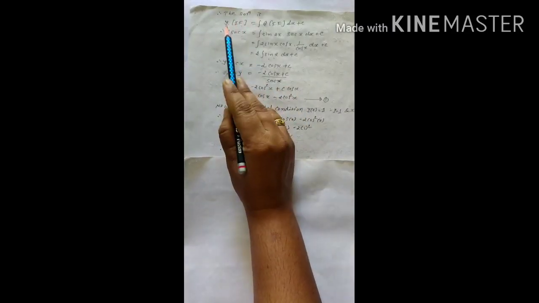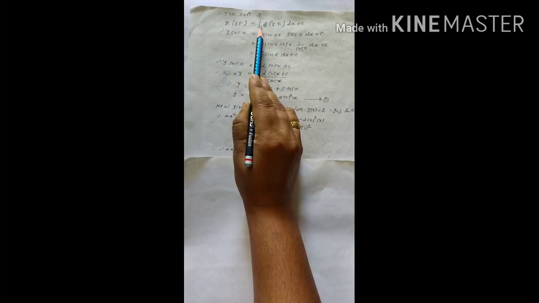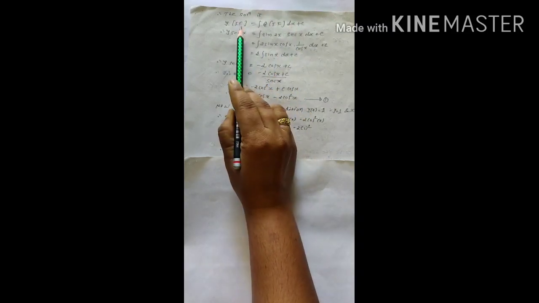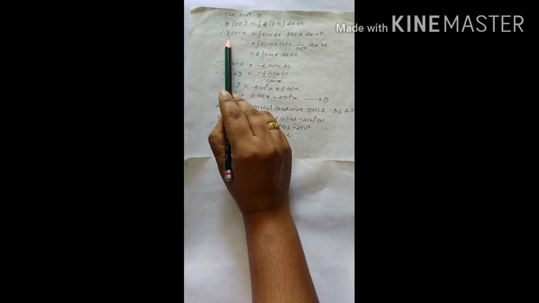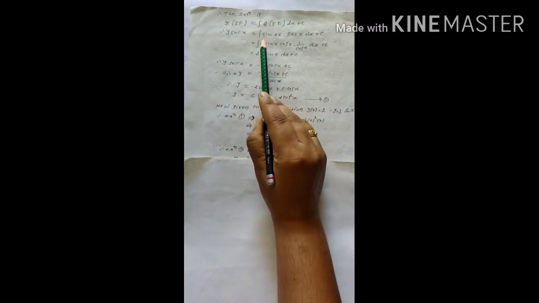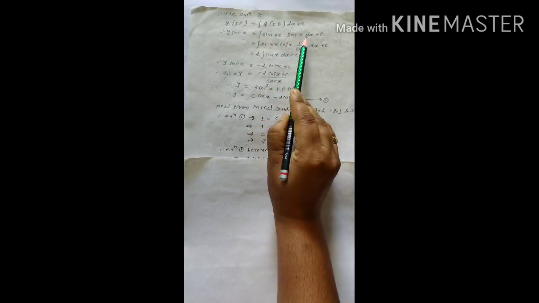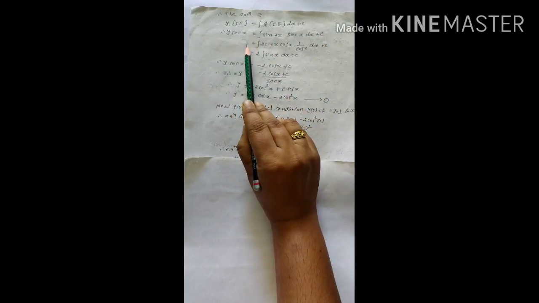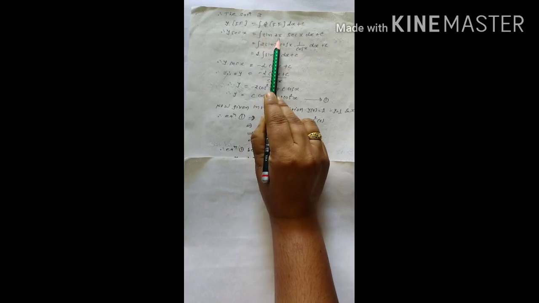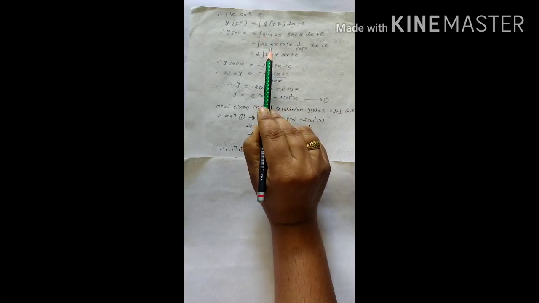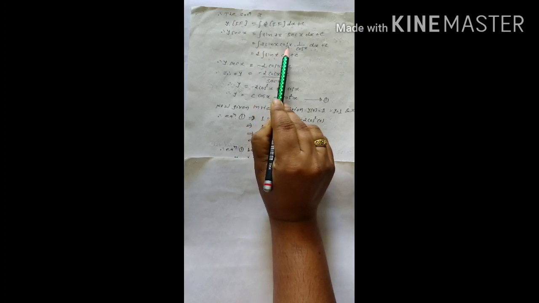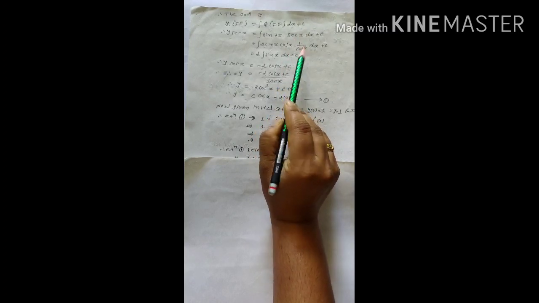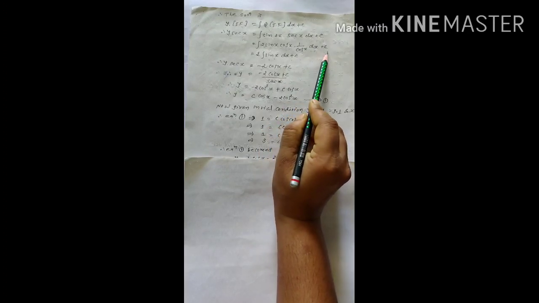Therefore, the solution is y into integrating factor is equal to integration q into integrating factor dx plus c. Now put the value of integrating factor and q. Therefore y into sec x is equal to integration sine 2x into sec x into dx plus c. Now we know that sine 2x is equal to 2 sine x into cos x. Therefore integration 2 sine x into cos x into, now we know that sec x is equal to 1 upon cos x, therefore 1 upon cos x into dx plus c.